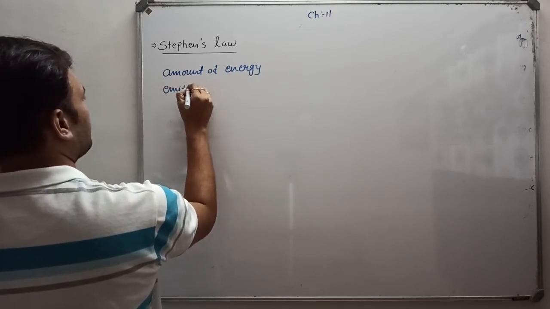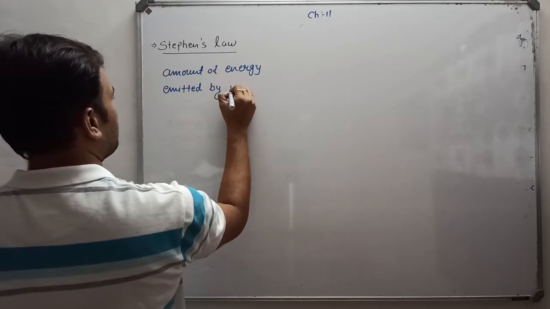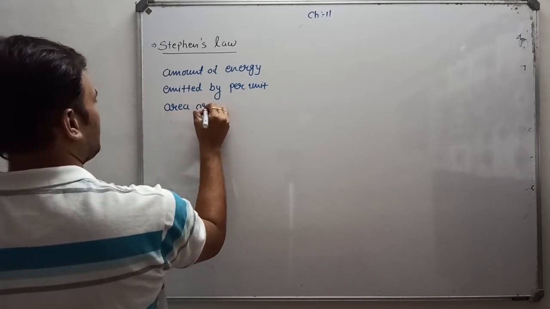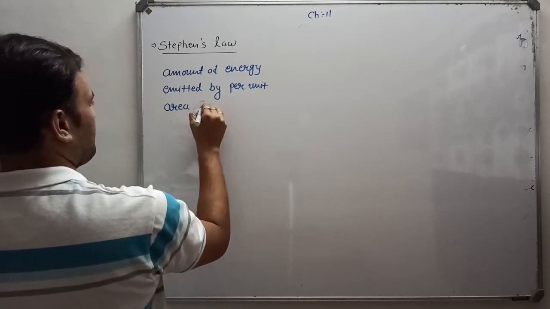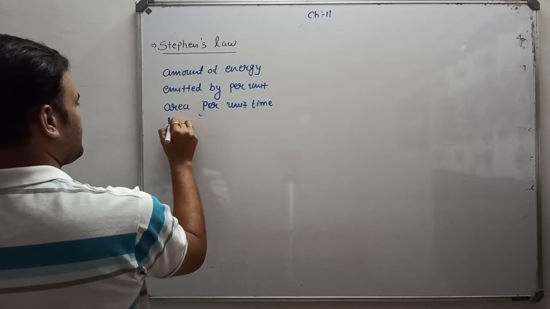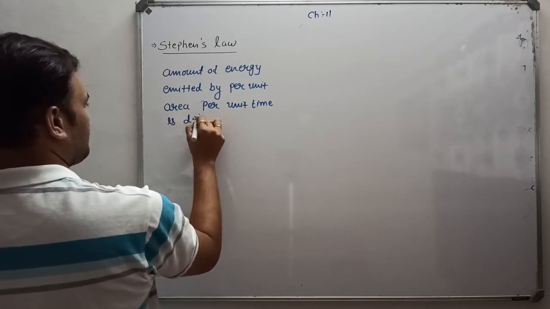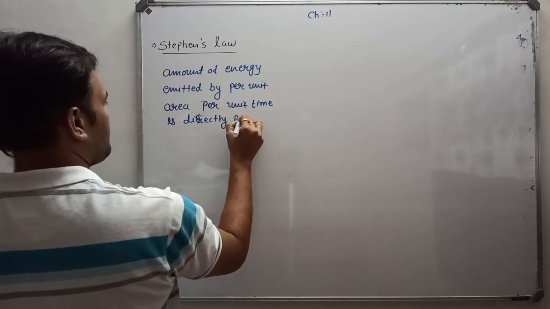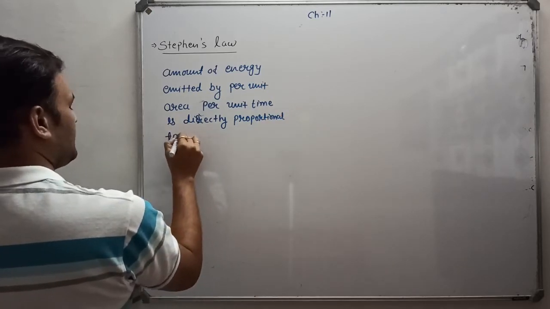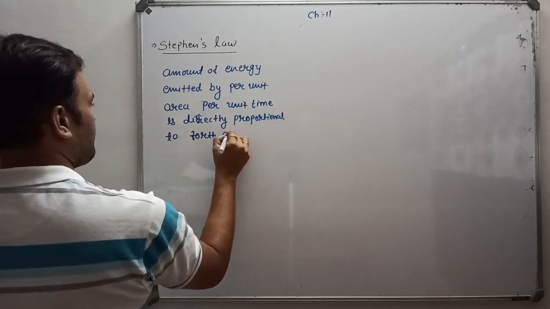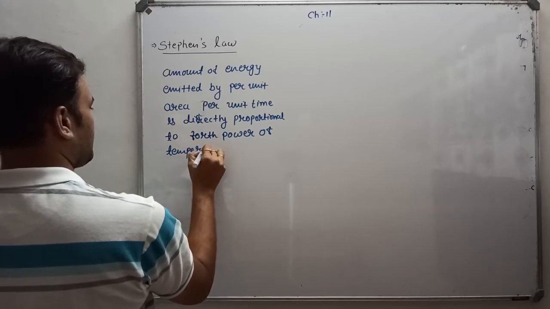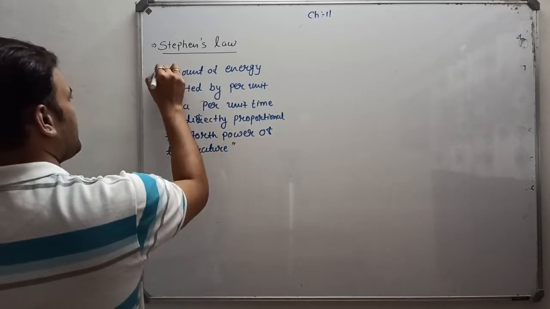emitted per unit area, per unit time, is directly proportional to the fourth power of temperature. This is called Stephen's law.